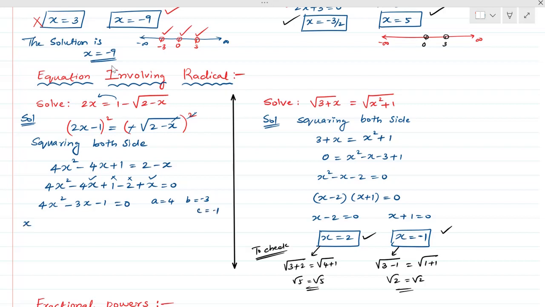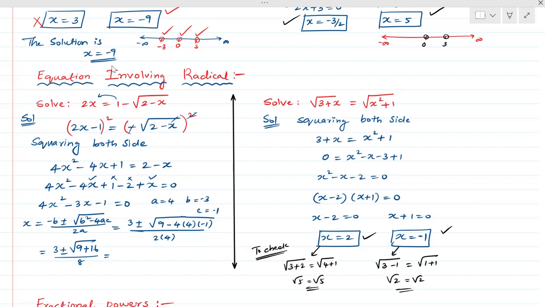What is the rule for the formula? Minus b plus or minus square root of b square minus 4ac over 2a. Just substitute the values here. The minus becomes plus, square root of 9 minus 4 into minus 1, over 2 into 4. Now if you simplify this one, you will get plus or minus square root of 9 plus 16 over 8, which is equal to 3 plus or minus the square root of 25, which is 5.